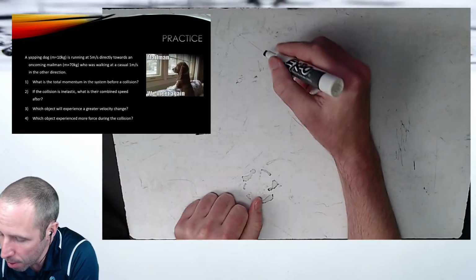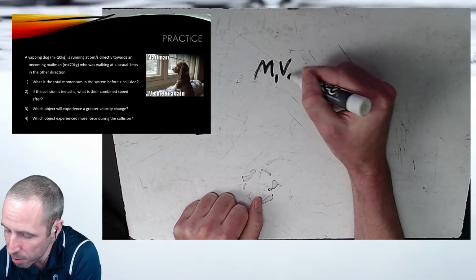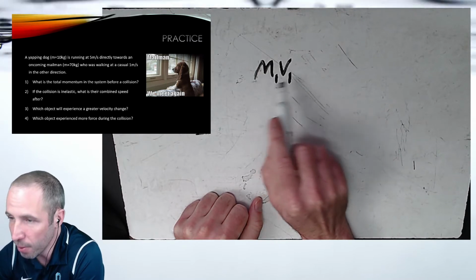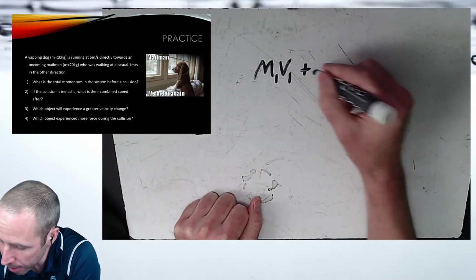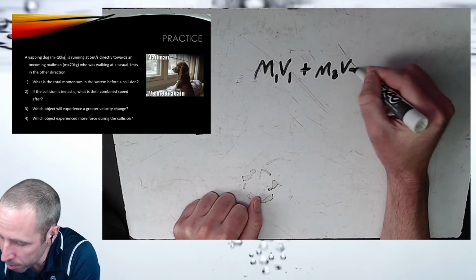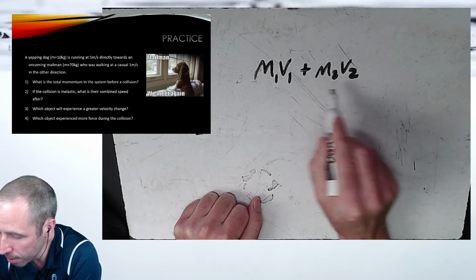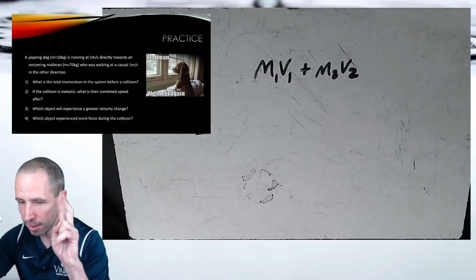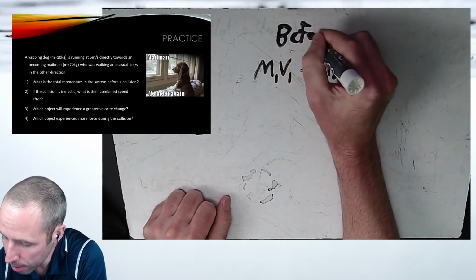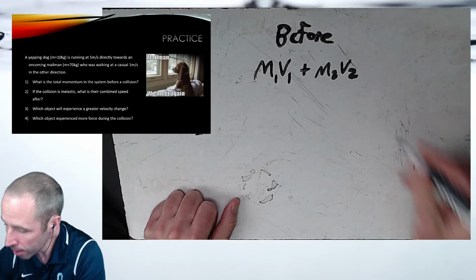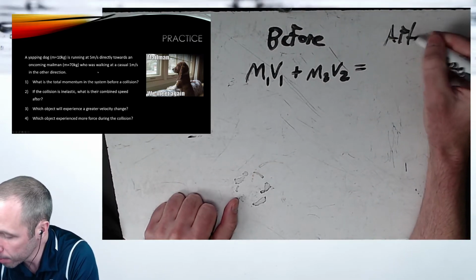All right, so I'm going to make object 1 the dog, and I'm going to write m1v1. That multiple is the momentum of the first object. And I'm going to add that to m2v2. That's the mailman now. And the total of those is the total momentum in the system. System means all the objects that are relevant that you're tracking before they collide. And that total has to add up to the same amount after they collide.